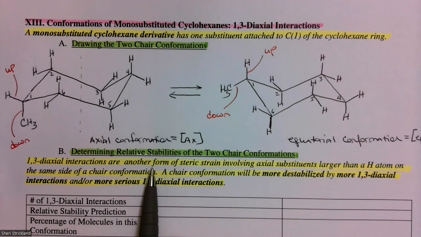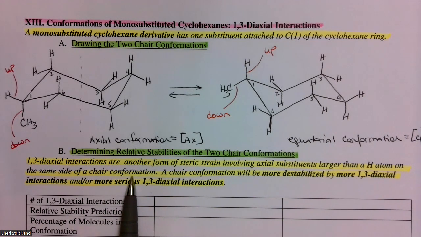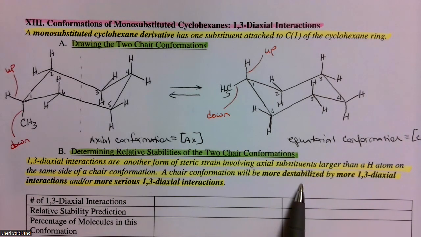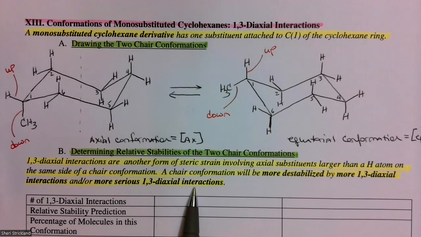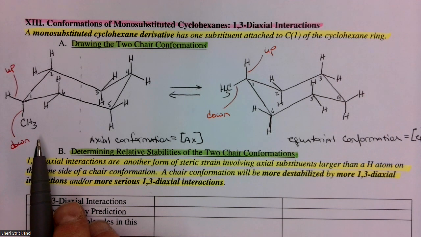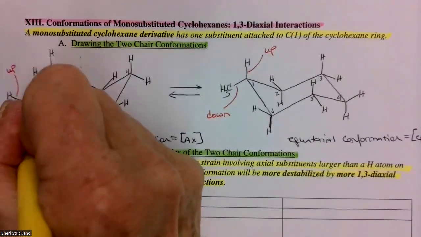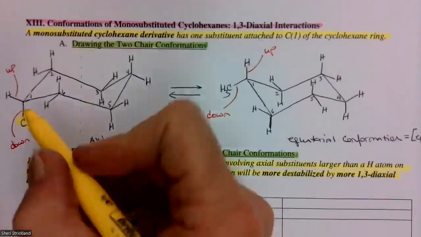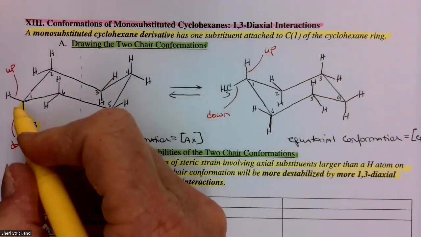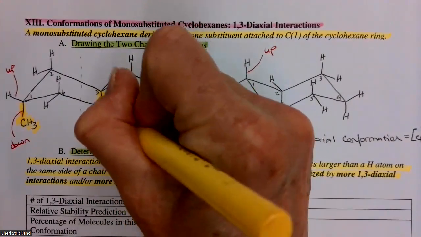Now, these are another form of steric strain involving axial substituents larger than a hydrogen atom on the same side of a chair conformation. So a chair conformation will be more destabilized by more 1,3 diaxial interactions or by more serious ones. The only substituent we have that's larger than a hydrogen atom is this methyl group, and this methyl group will have 1,3 diaxial interactions with whatever is attached to the other axial bonds that are also pointed down, like that.